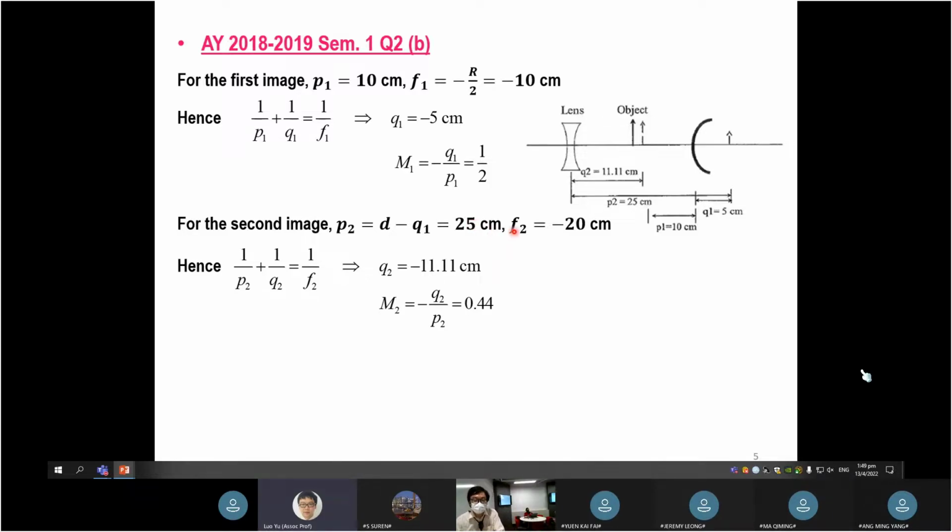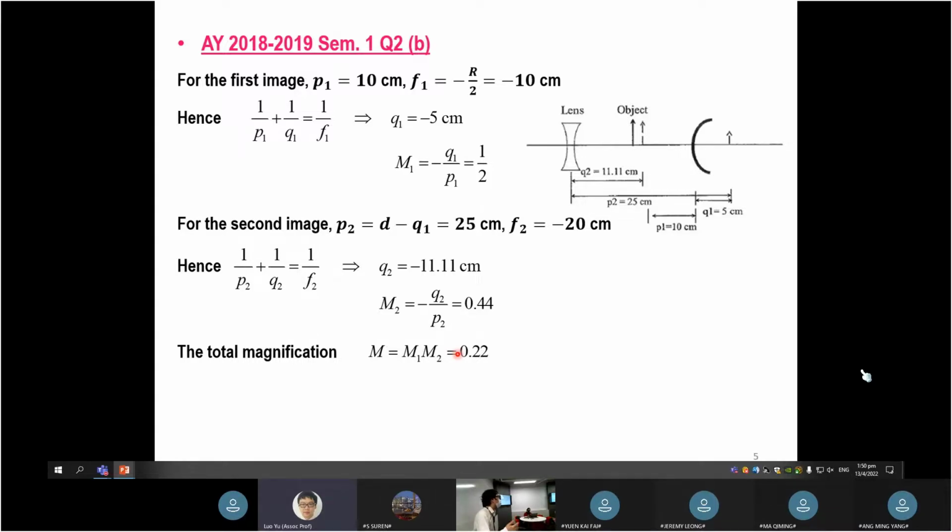Okay, exactly follow my procedure. Step 2, F2 is equal to minus 20, given by the question. So I just substitute the F2 and the P2 into this equation. I can get my Q2 is minus 11.11 centimeter, with a corresponding magnification equal to 0.44. So in this case, the total magnification equals M1 times M2, which is now 0.22. So this is all the math.